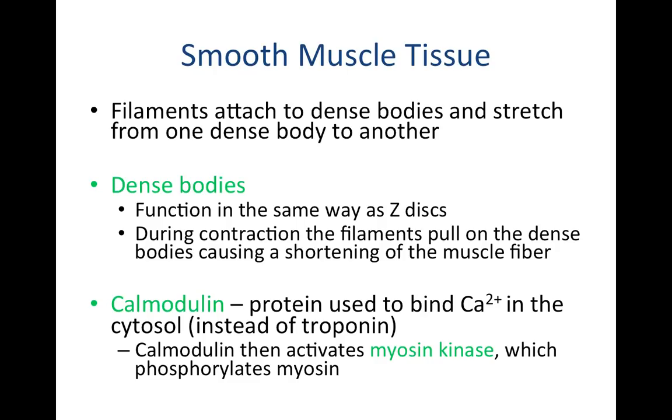Instead of Z discs, we see these dense bodies, and they function in sort of the same way as Z discs. They get pulled together by actin and myosin during contraction. And then instead of troponin, we have calmodulin, and this is the protein that is used to bind calcium, and this happens in the cytosol. Calmodulin can then activate your myosin kinase, which will phosphorylate and activate that myosin head.